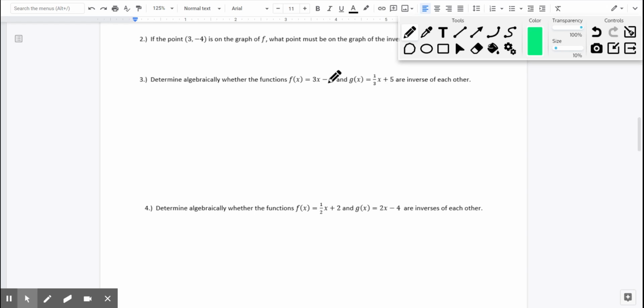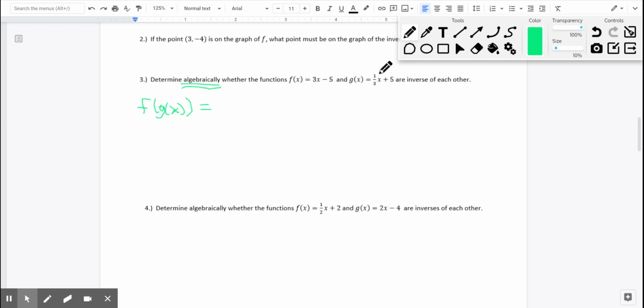But we don't want to just look and assume, we really want to verify. And we're told to do that algebraically here. If we weren't told algebraically, we could just graph them and find out. But we want to determine algebraically. So when you see those instructions, you want to find the composition. So I'm going to start with f of g of x and see if it comes out to x.